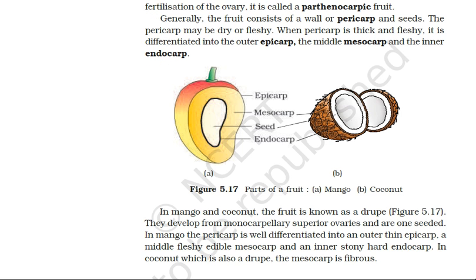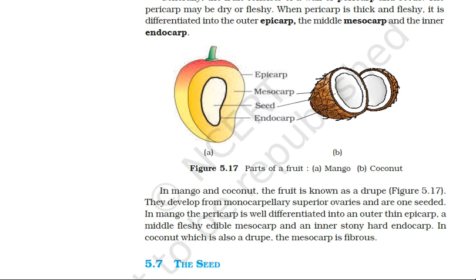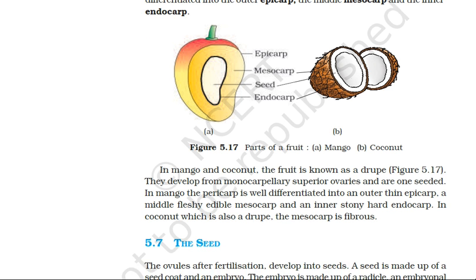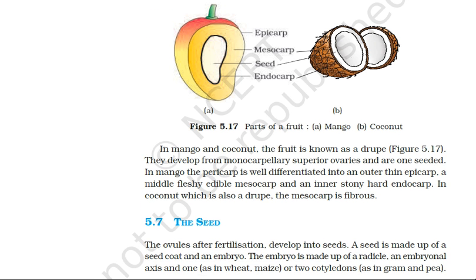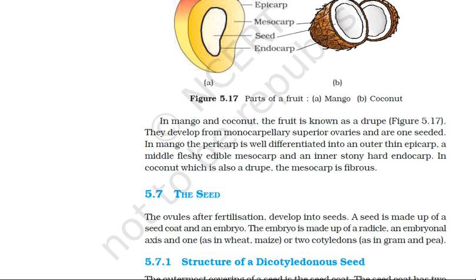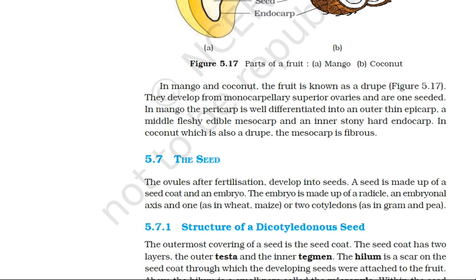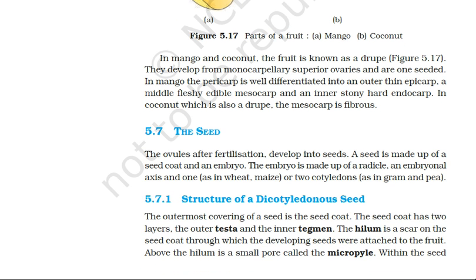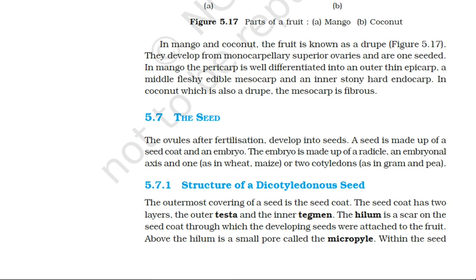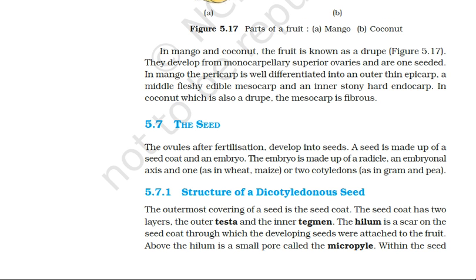Then the seed: a fertilized ovule develops into a seed. It consists of a seed coat and an embryo. The embryo is made up of an embryonal axis and one cotyledon, and you can also see the presence of two cotyledons. Example, in gram and peas. One cotyledon, example, wheat and maize, the cereals.